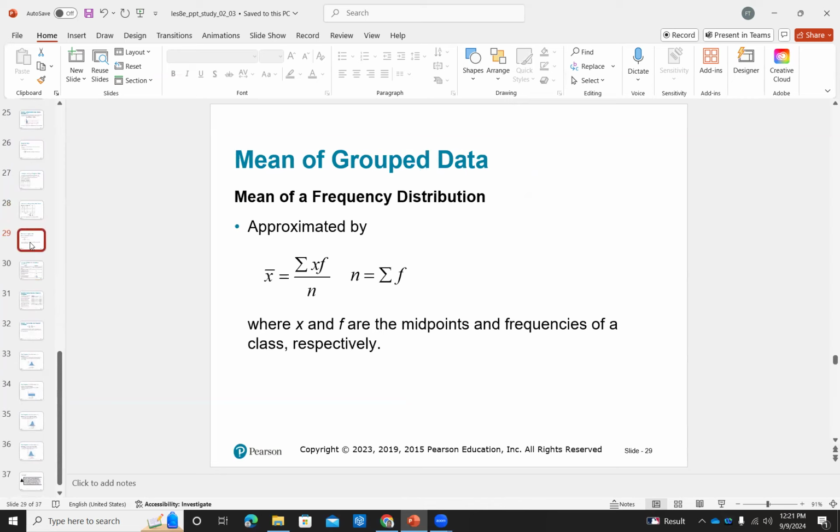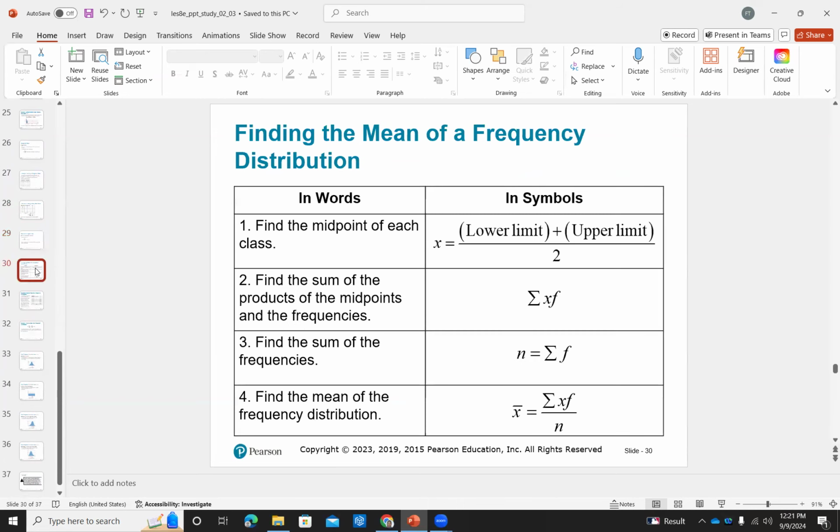Mean of grouped data. The mean of a frequency distribution is approximated by this formula, where x and f are the midpoints and frequencies of a class respectively. We're going to understand this with an example: finding the mean of a frequency distribution.